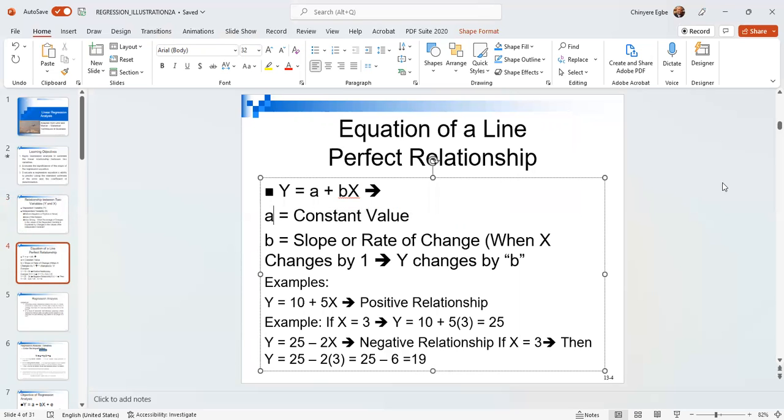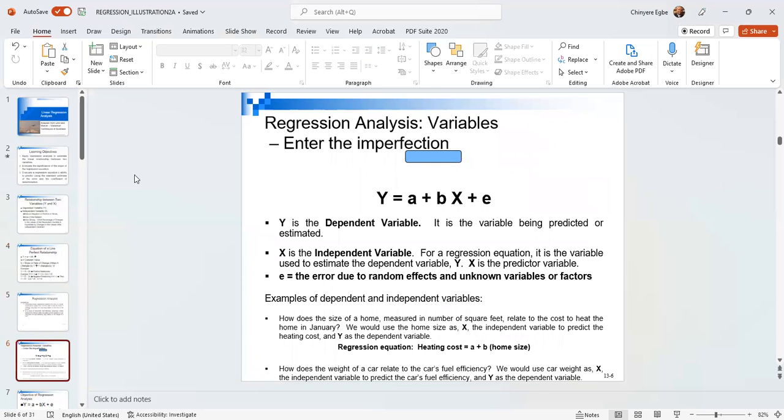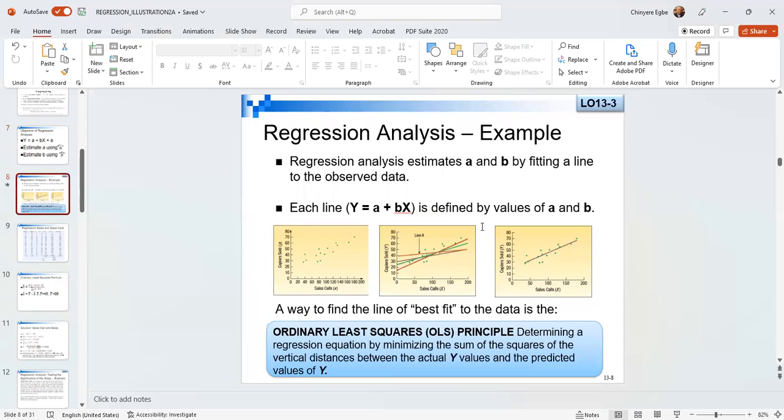A is the constant, which is to say, even if you have zero income, you are likely to have some clothing. So we assume a linear relationship: Y equals a plus b times x plus e. We also said that we can only obtain an estimate; the estimate of A is obtained using A hat, and the estimate of B is obtained using B hat. And so these are examples.